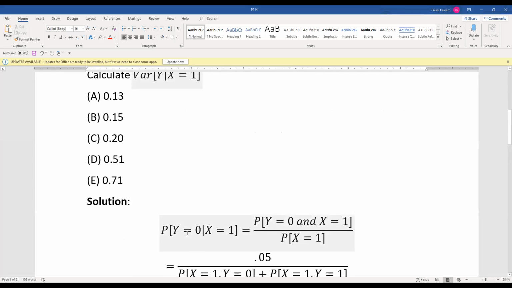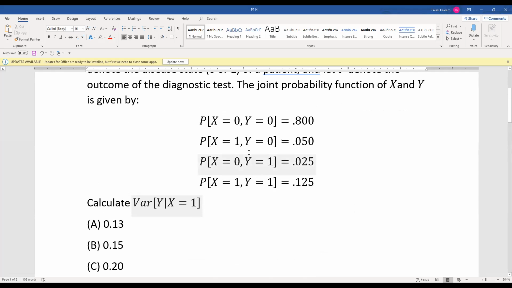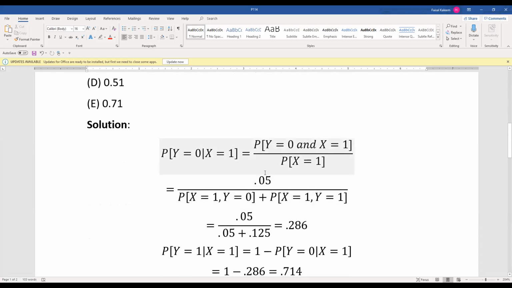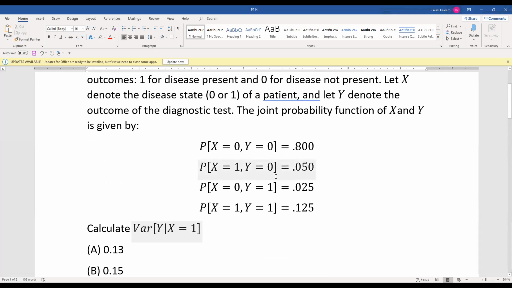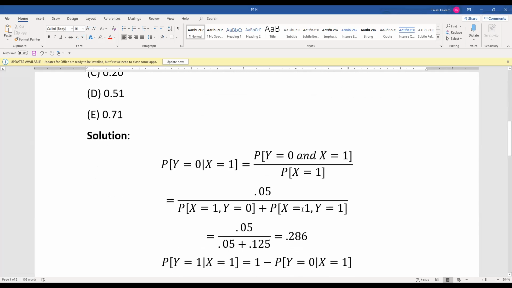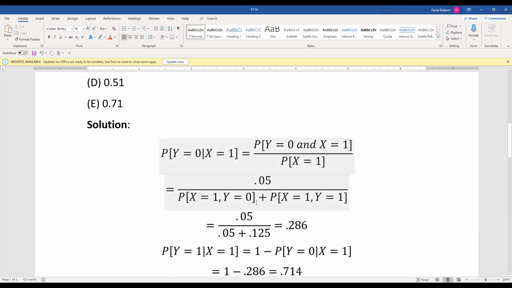So we need probability Y is 0 given X equals 1. That will be probability of Y equals 0 and X equals 1, divided by probability X equals 1. Y 0 and X 1 is this one, so that's 0.05. Divided by, we have to see when X equals 1. So X equals 1 here and X equals 1 here. You add these two up, 0.05 and 0.125. That gives you probability X equals 1. And the result of this quotient is 0.286.